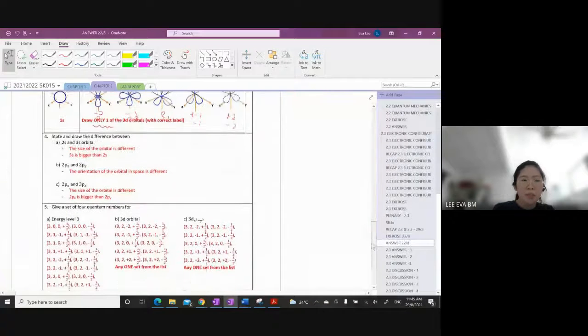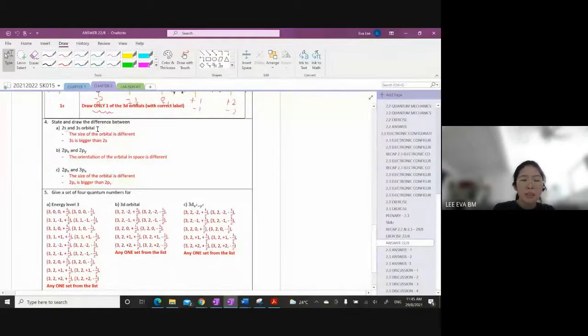Alright, so come to question number 4. State and draw the differences between. For this one Madam did not draw, Madam only gave you the statement, but you have to draw it between 2s and 3s, 2px and 2py, and then 2px and 3px. This is the reason. The size of orbital is different between 2s and 3s because of the n value. When the energy level increases, the size also increases. 3s is bigger than 2s. So you have to draw it also to show the differences. 2s slightly smaller, 3s slightly bigger.